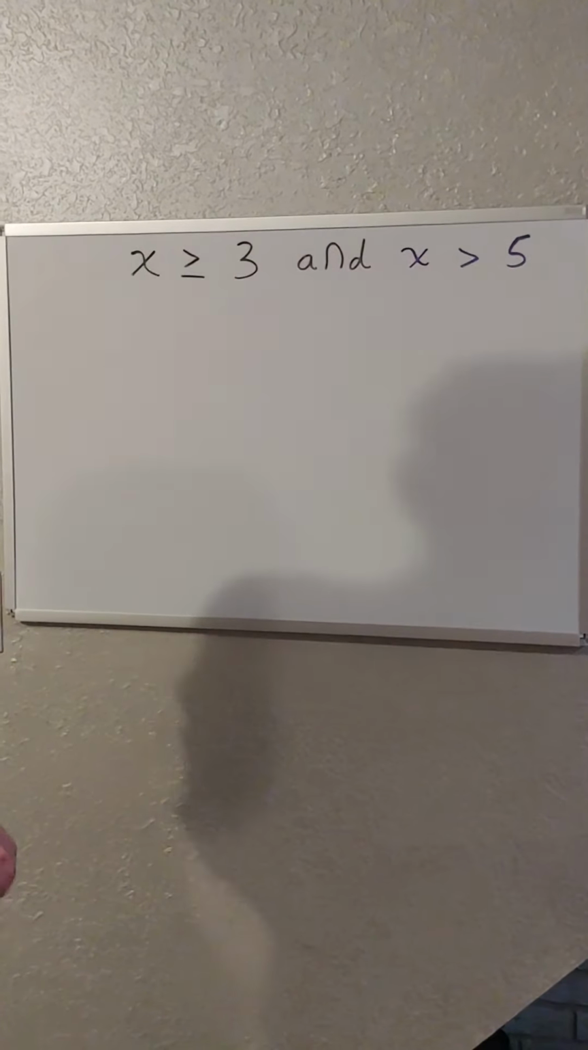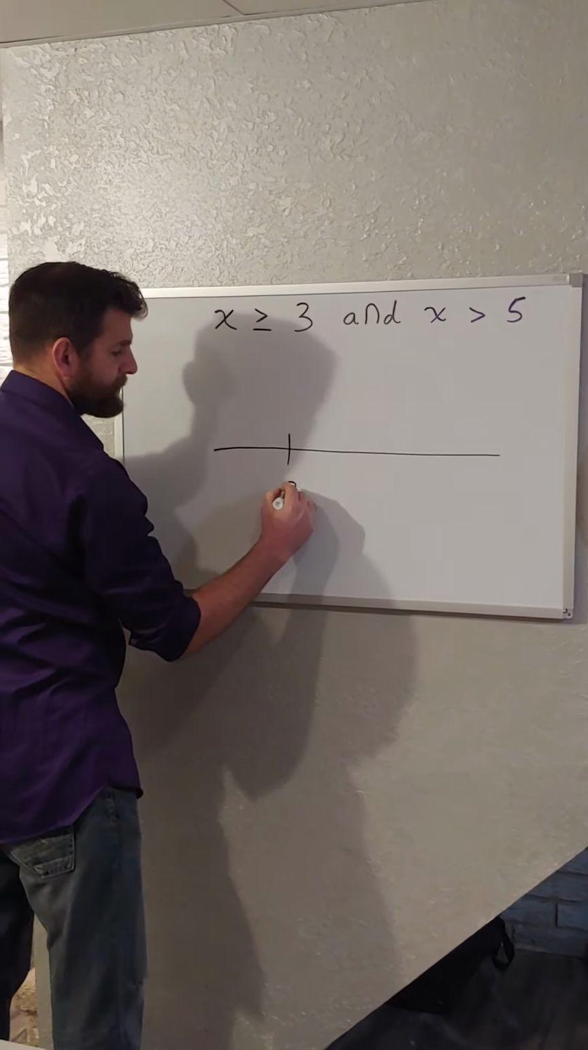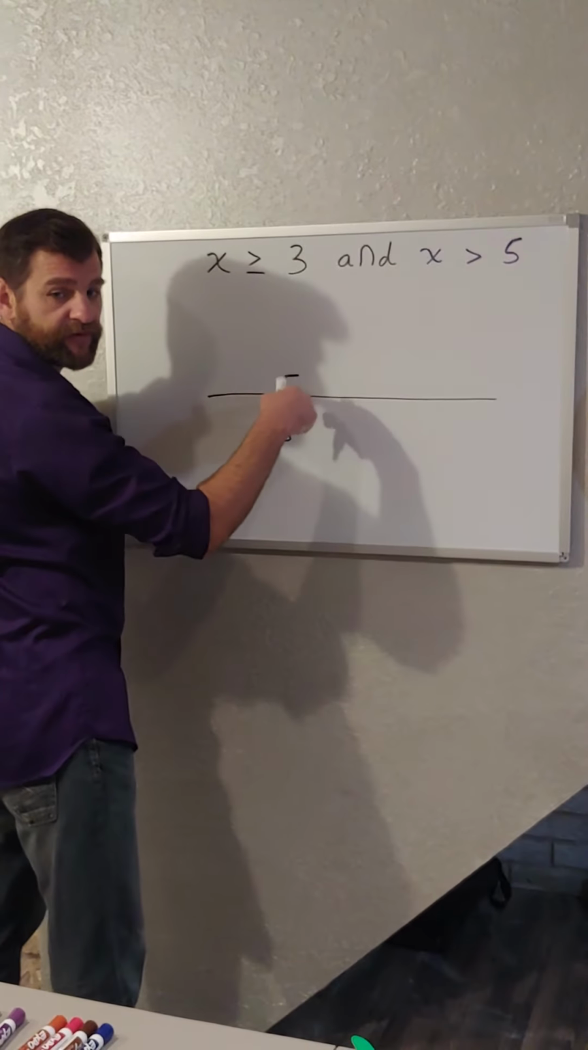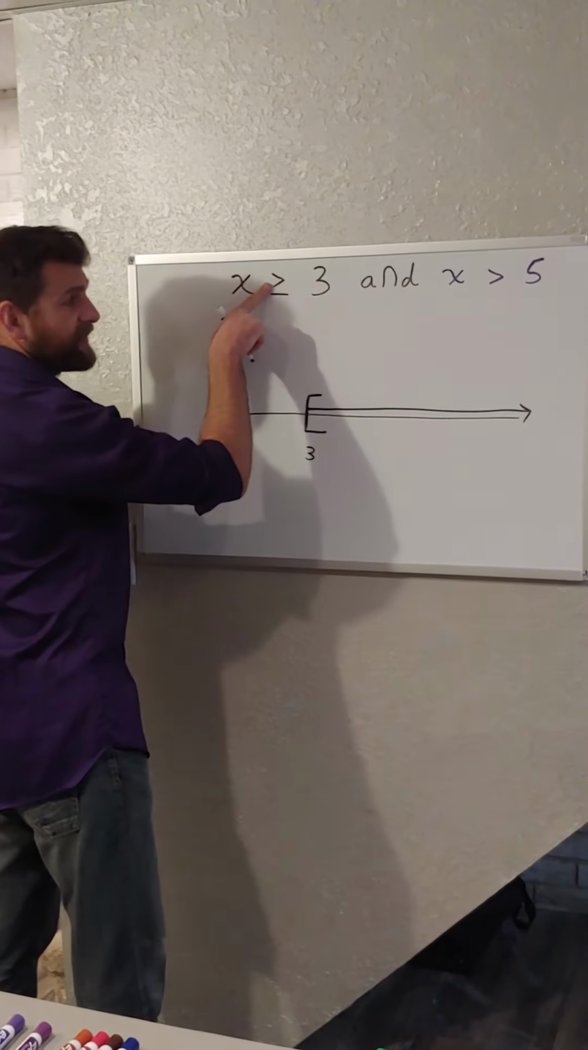Alright, next example. So x is greater than or equal to 3. Again, it's got the line, so I'm going to put a bracket there. I could also put a filled in circle. Again, this arrow is matching with that arrow.